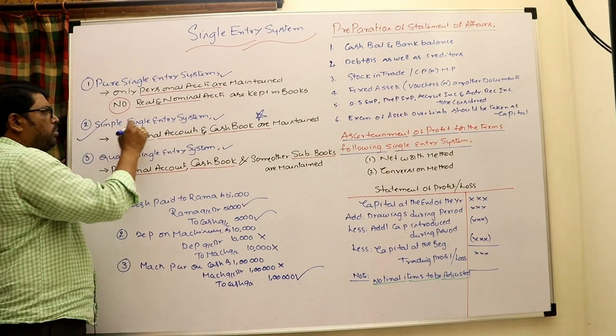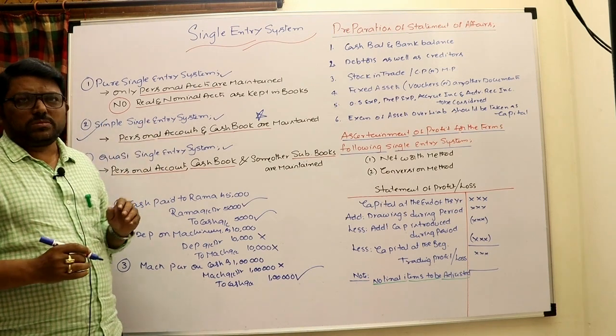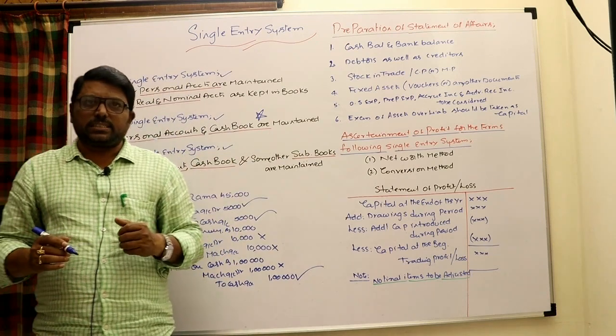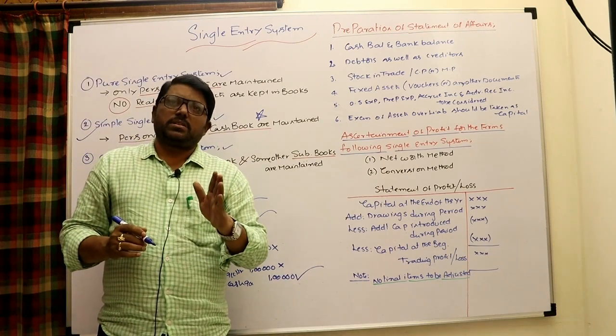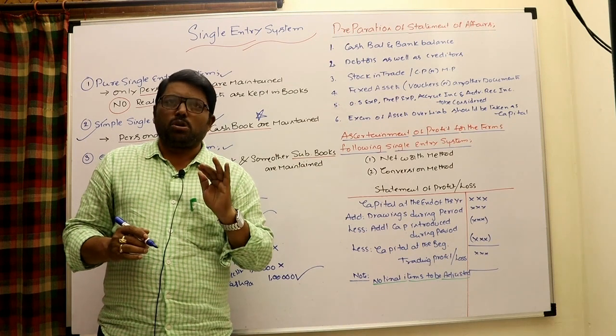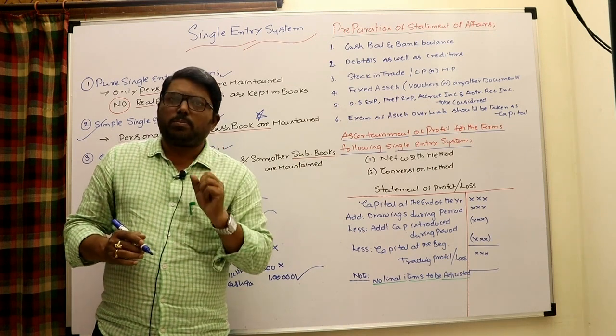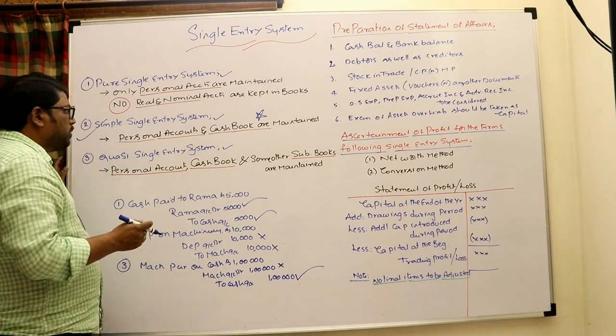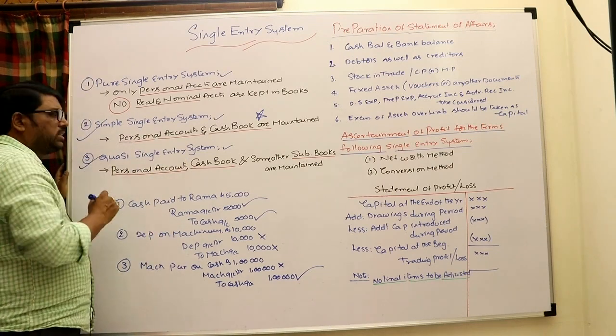The next, which is very important, is the simple single entry system. In this particular method, what I discussed right now, they maintain the personal accounts, no doubt. They maintain a cash book also. So this is a popular one, and what we consider in most of the cases, the second one, the simple single entry system. Lastly, the quasi single entry system.